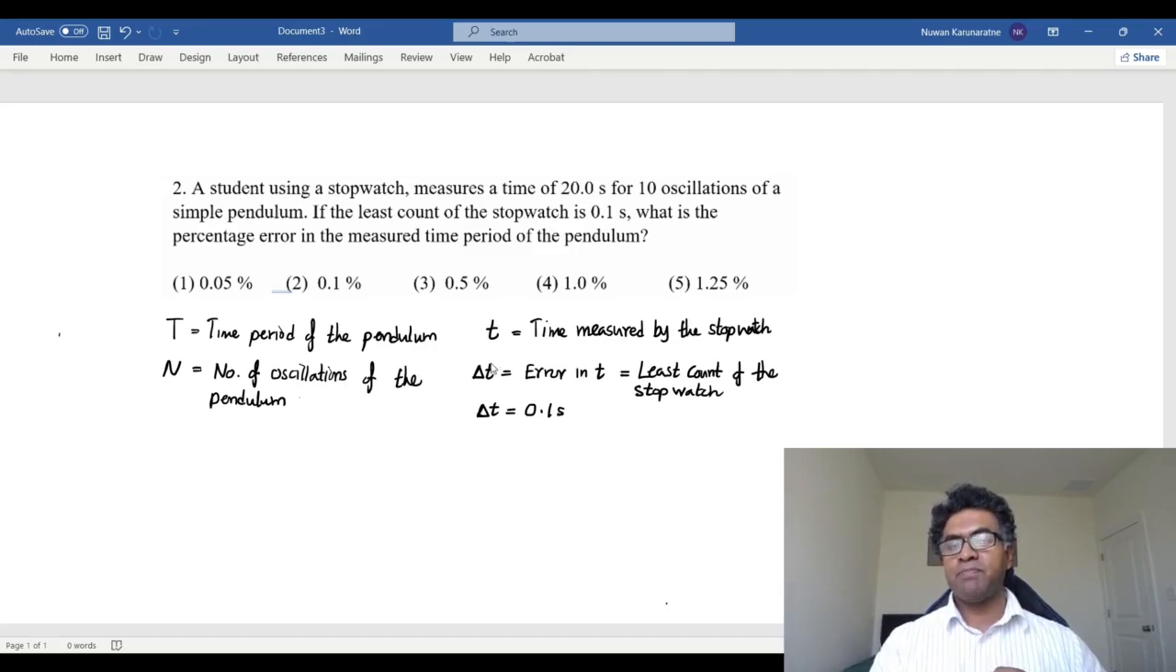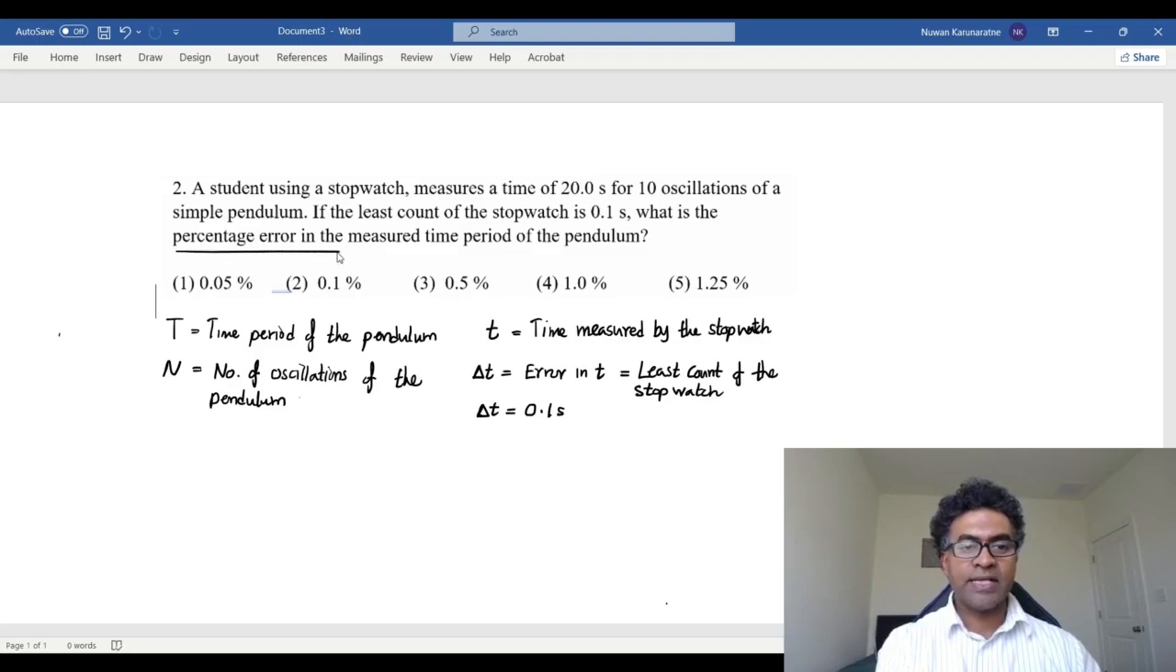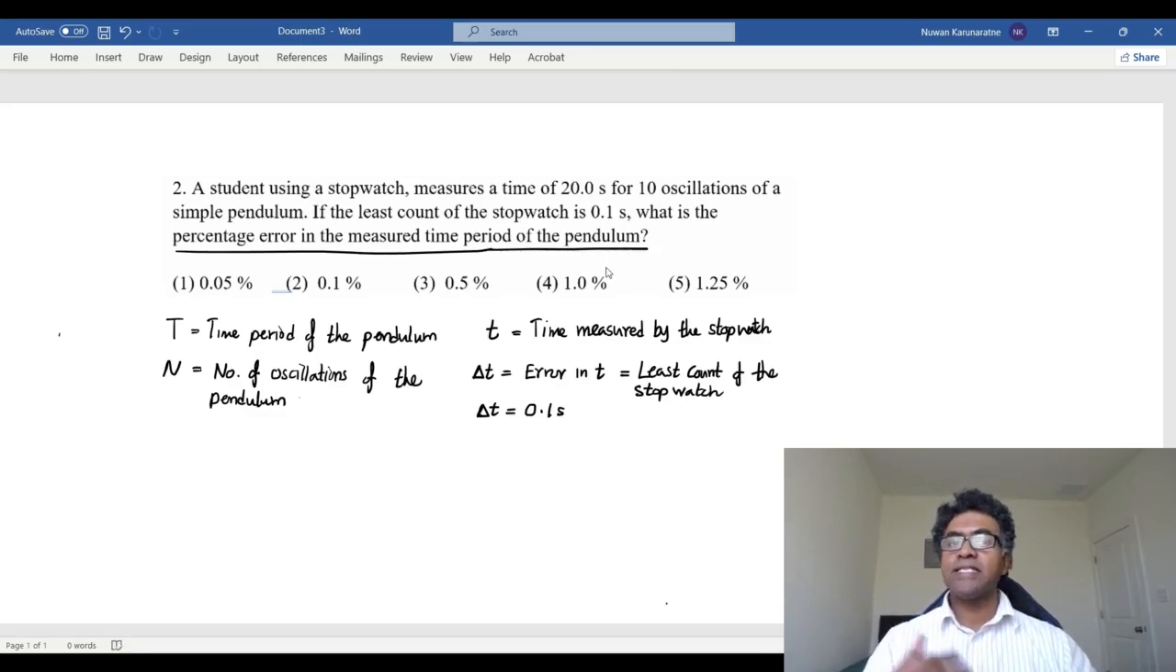So you can clearly identify there are two things in this problem: the time period of the simple pendulum and the related error for that, and the measured time of the stopwatch and the related error for that. If you look at the question, it's asking for the percentage error in the measured time period of the pendulum. It's not asking for the percentage error of the time measured by the stopwatch. It's asking for the percentage error in the time period of the pendulum. So that means we need to come up with a relationship between capital T and simple t, because the information is mainly given for simple t.